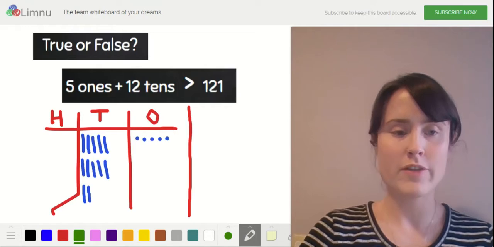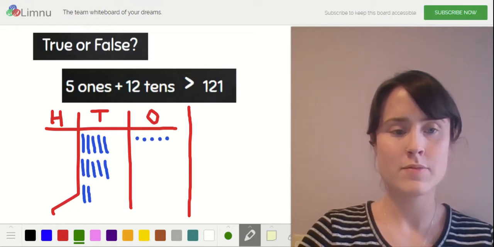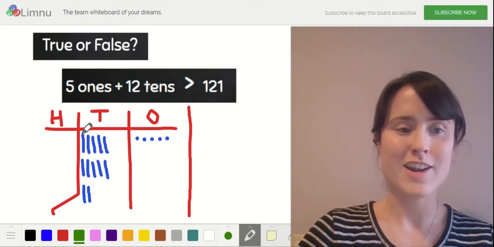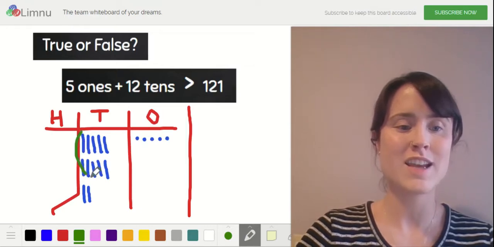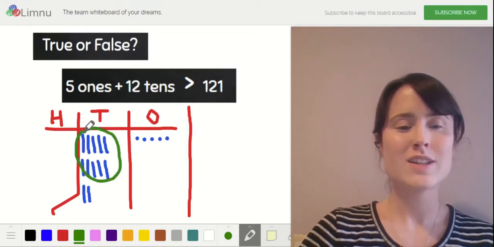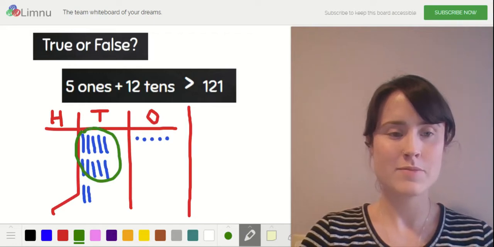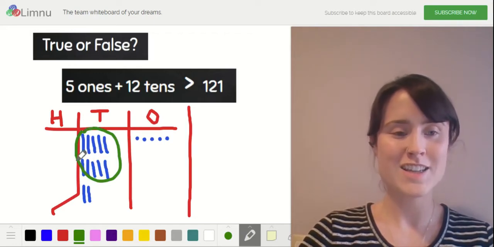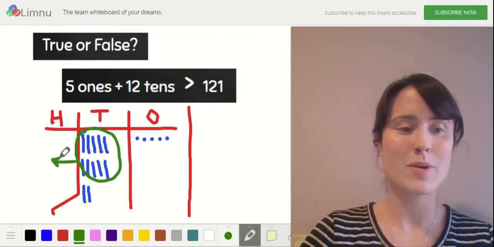What should I make a group of in my tens place? You got it. Let's make a group of 10 tens. What's the value of 10 tens? You rocked it, 100. So I'm going to regroup it for 100.